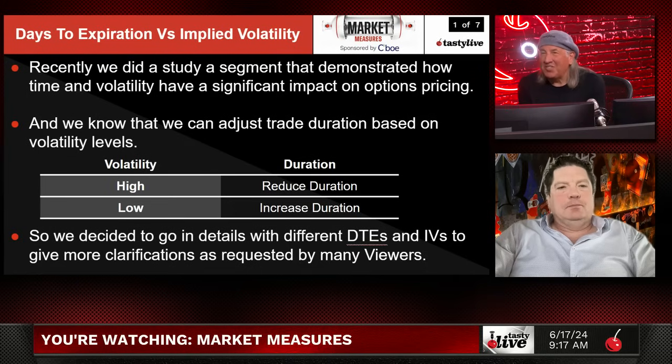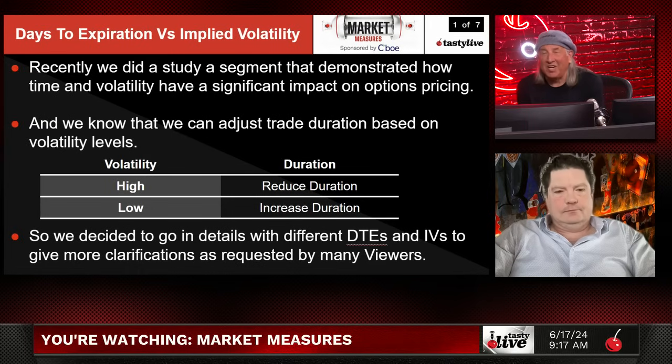So recently we did a study on a segment that demonstrated how time and volatility have a significant impact on option pricing. And we know that we can adjust trade duration based on different volatility levels. If volatility is high, we can reduce duration. If volatility is low, we can increase duration.